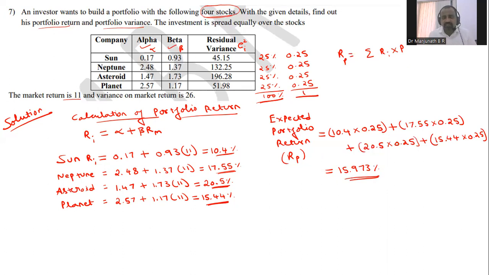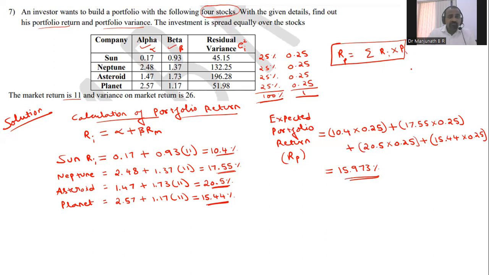I repeat again, we worked on the foundation of the portfolio return calculation, which goes with the summation of Ri into Pi, which means that the return of security i is multiplied with the probability of security i, and we keep on adding the number of securities, whatever we have, to arrive at the expected portfolio return. So this is how you can arrive at the calculation of a portfolio return.